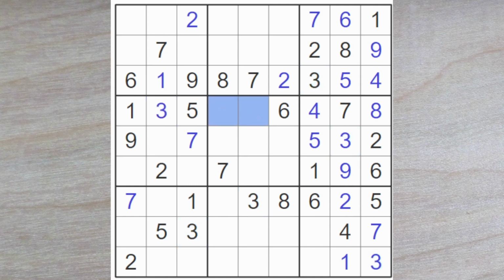The next column we could look at is this column here. We have 5 givens. It's often possible to find out some more when we have 4 or more givens in a row, column, or a box.